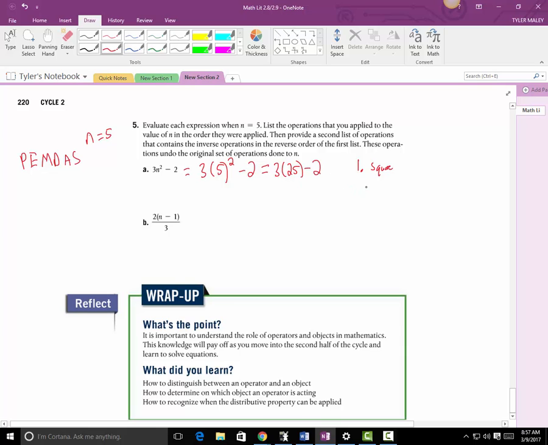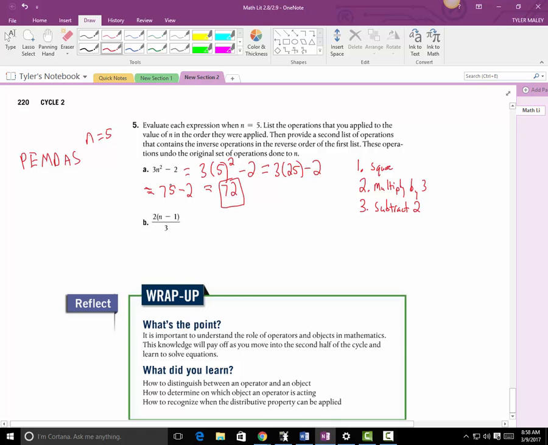The next operation we have to do here is multiply by 3. So 3 times 25 is 75, and then we have minus 2. The next operation is to subtract. We're subtracting 2, so 75 minus 2 gives us 72. So there's the solution that we get.